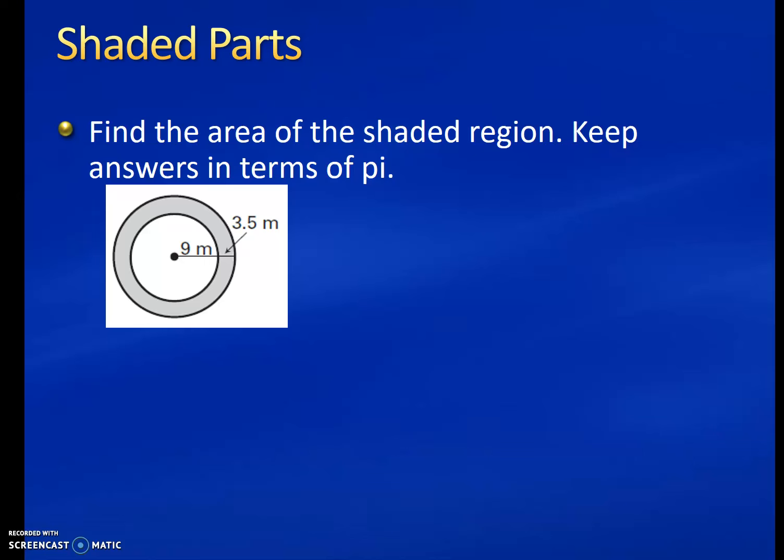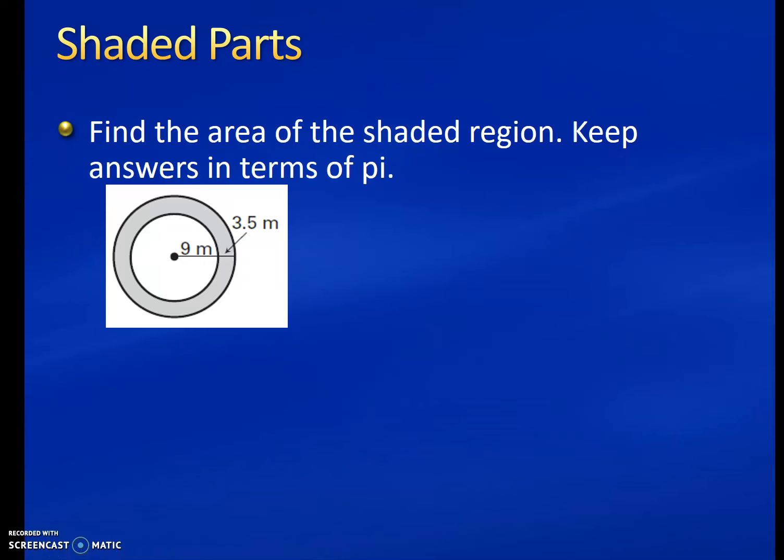All right, here's another kind of thing that you need to be familiar with, which is finding the area of the shaded region. We're going to keep our answers in terms of pi, so let's look at this picture. I want to find just this little strip right here around on the outside, and what I notice is I have two circles going on in here.